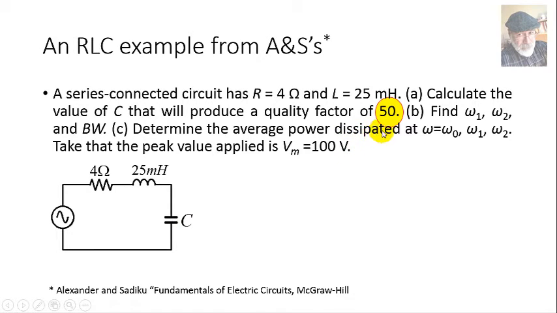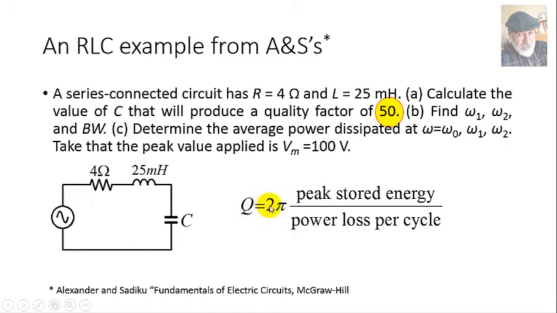Well, we can do that. And after that, please find what are the half-power frequencies, omega 1, omega 2, and the bandwidth, of course. And last, part C, determine the average power dissipated at the resonant frequency, and also at the half-power frequencies, omega 1 and omega 2. Take then the peak value of the source. This source is 100 volts. Let's begin.